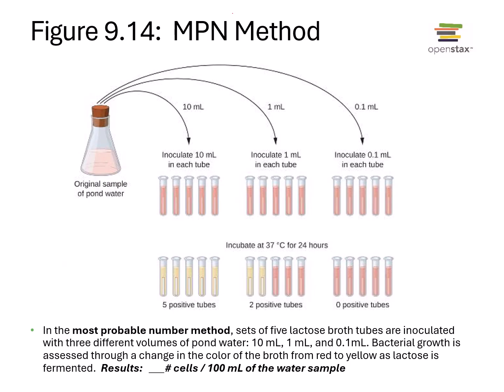Here's another look at that most probable number method. We're going to be performing this on our own water samples at the end of the semester. Here we have 15 tubes of some kind of metabolic broth.